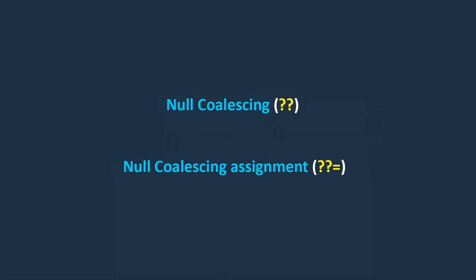Hello everyone, welcome back. In this lecture, we'll talk about null coalescing and null coalescing assignment operators. These operators are used to quickly assign default values when working with nullable types. Okay, before we proceed, let's briefly explain nullable types.